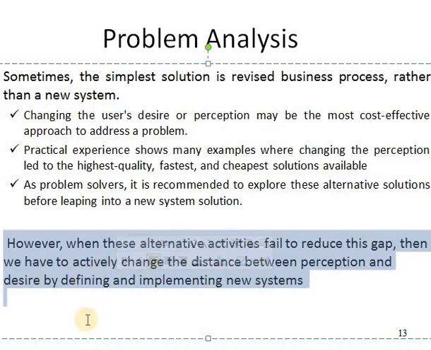However, when these alternative activities fail to reduce this gap, then we have to actively change the distance between the perception and the desire by defining and implementing the new system. Only when the alternative activities we experienced failed to reduce the gap between the desire and the perception, then we should actively change the distance between these two things. And how can we decrease the distance between the perception and the desire? By defining and proposing or implementing the new system.